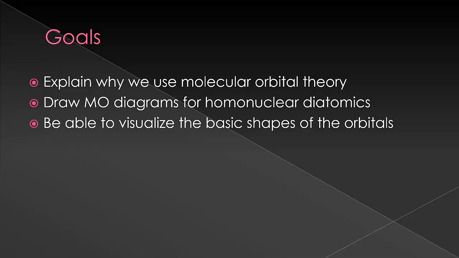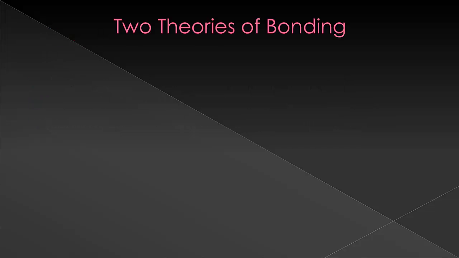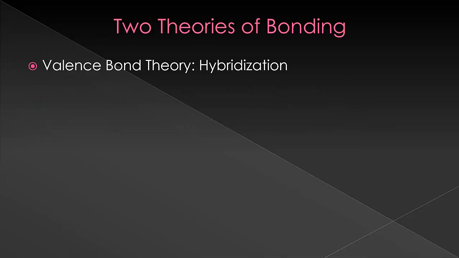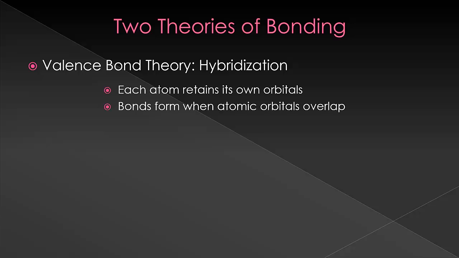We'll also want to be able to visualize the basic shapes of the orbitals so that you can understand why some are called bonding orbitals and some are called antibonding orbitals. Remember that we spoke of two theories of bonding. We've already discussed valence bond theory and will now move on to MO theory.